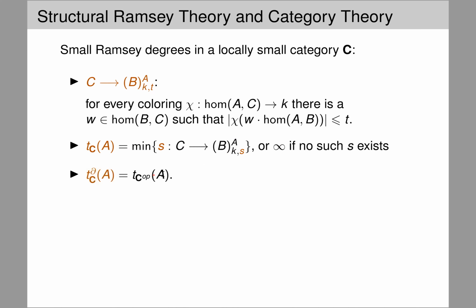It's just the Ramsey degree of A computed in the opposite category. So formally, that's the same thing. Of course, combinatorially, things are significantly, essentially different. So this is convenient for introducing notions because I can always say a dual notion is introduced in the same manner, but just in the opposite category. But combinatorially, of course, things change significantly.